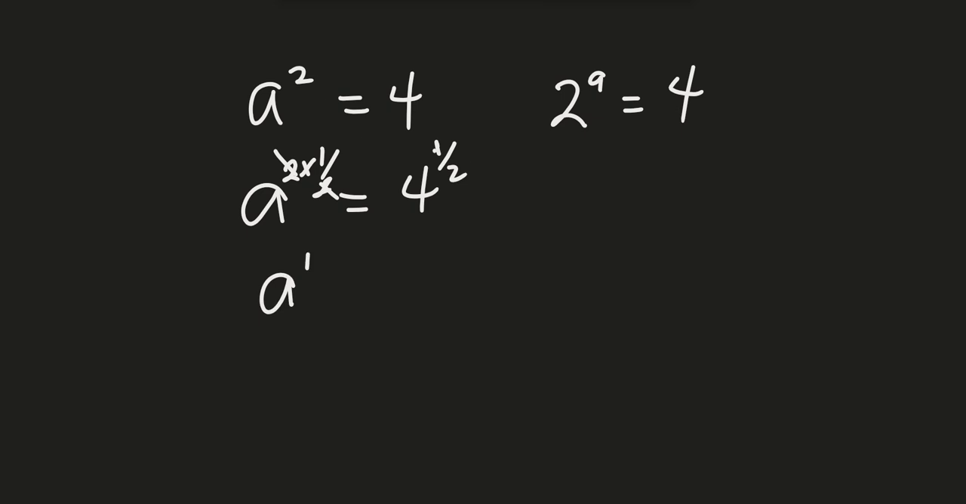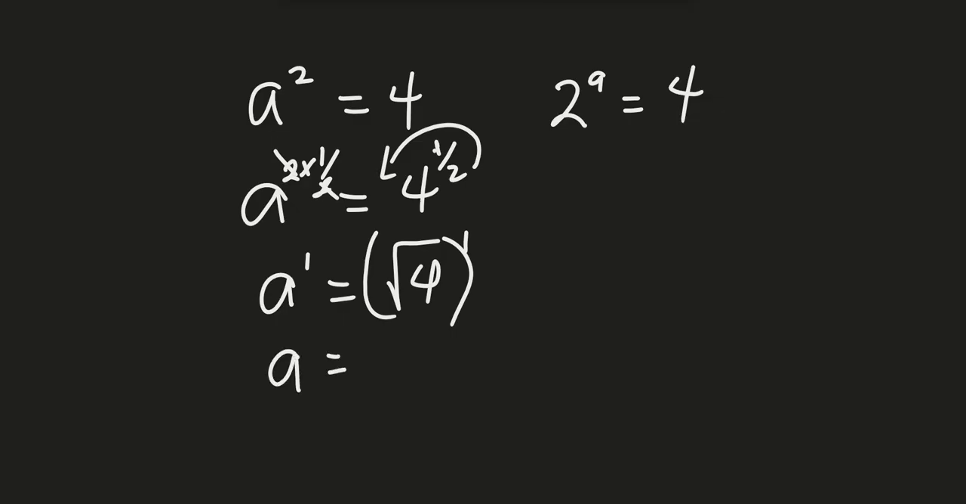Then we're left with a raised power 1 equals 4 raised power 1 over 2, which can also be the square root of 4, leaving 1 outside also. So this is a, and the square root of 4 is 2. So this is how this is done. Now there's a different thing here.